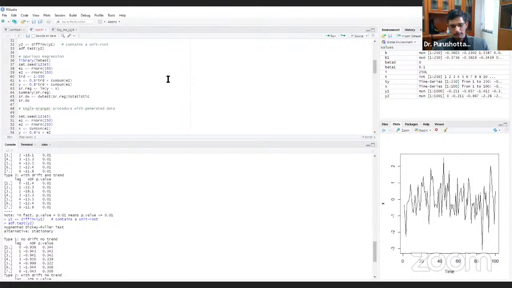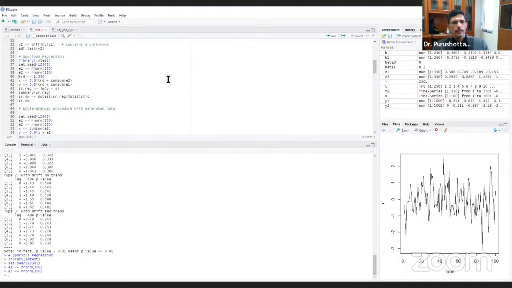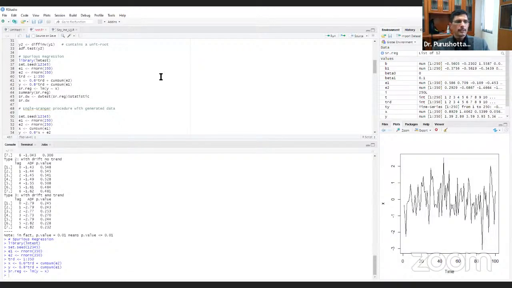The thing which we have discussed is a spurious regression. Again, I'm generating two different series, E1 and E2. So I'm regressing the X and Y series: the Y series generated from E1, the X series generated from E2. And then we are regressing Y on X.